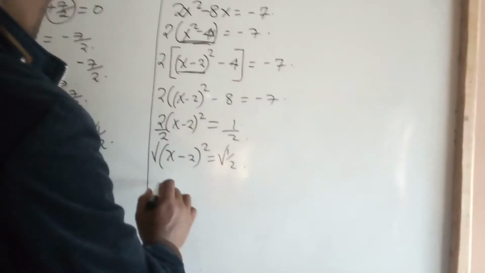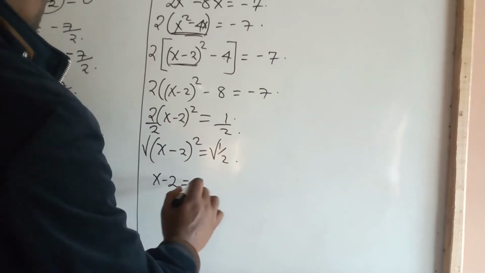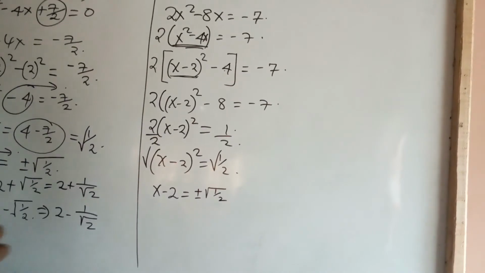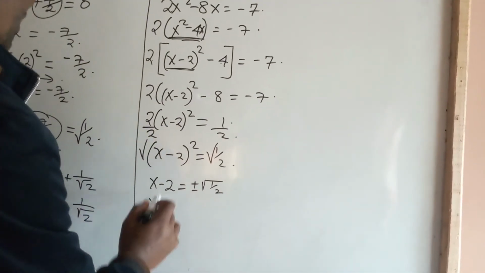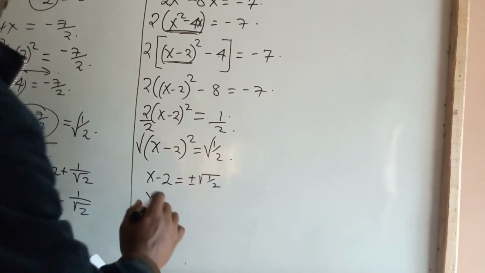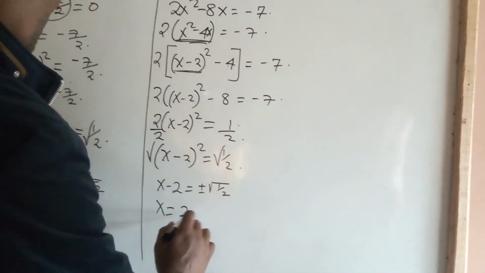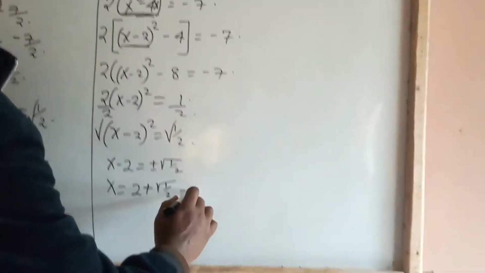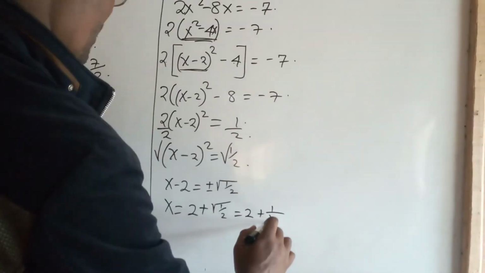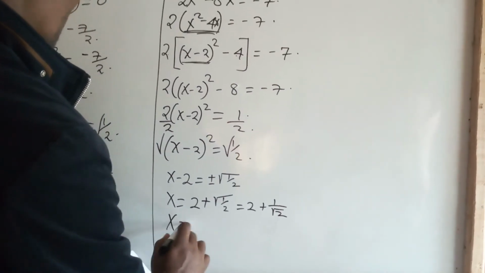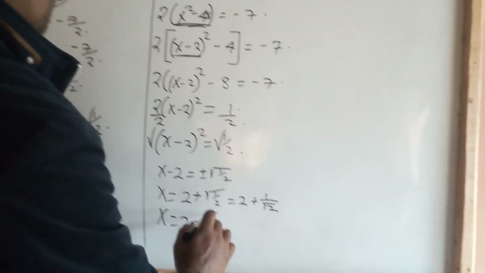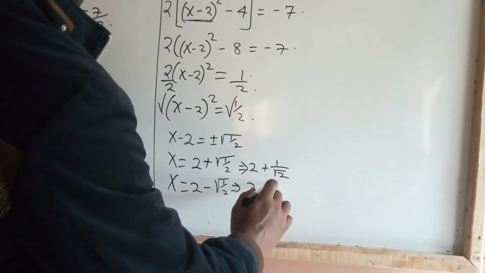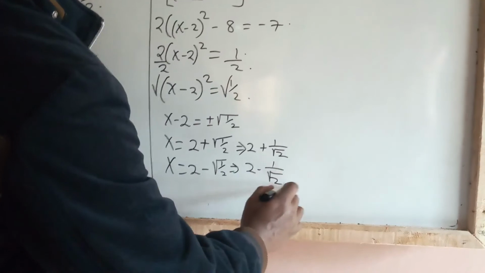If we take the square root on both sides, we get x minus 2 is equal to plus or minus the root of a half. Meaning that at the end of the day, x can be equal to, when you cross over this negative 2, positive 2 plus the root of a half, which is 2 plus 1 over root 2, or x is equal to 2 minus the square root of a half, which is basically 2 minus 1 over the square root of 2.